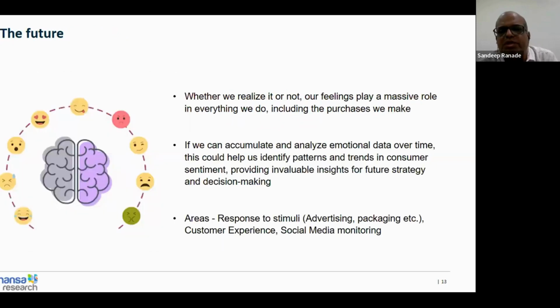And talking about the future, as things are evolving and becoming more and more complex, more options are available to consumers and for advertisers to put their media monies on. Apart from measuring emotions, if we are able to accumulate a lot of data, which is going to the analytics range, we will be able to get a lot of ideas on our future strategy and decision making. It could be response to stimuli or customer experience, but also instead of just the clicks on social media, if we are able to get the sentiment through System One, it is going to help a lot in terms of the future strategy. That's what I had.